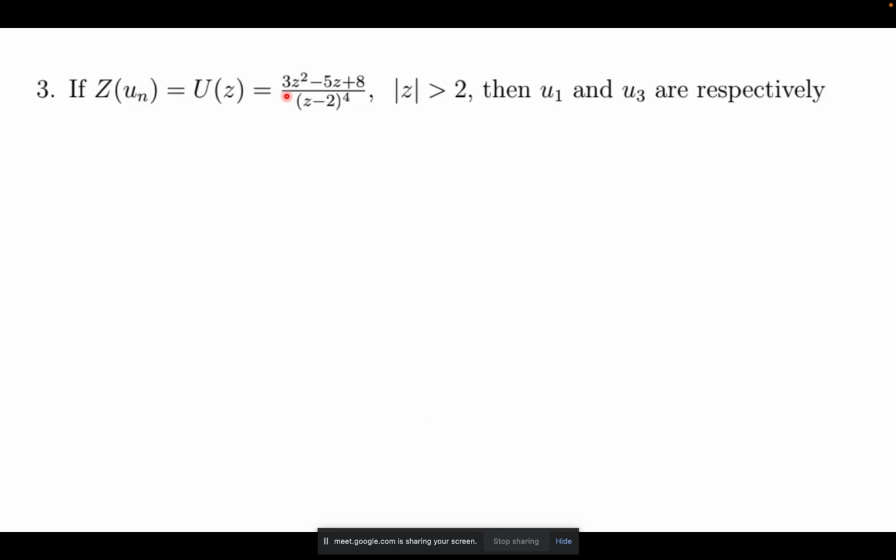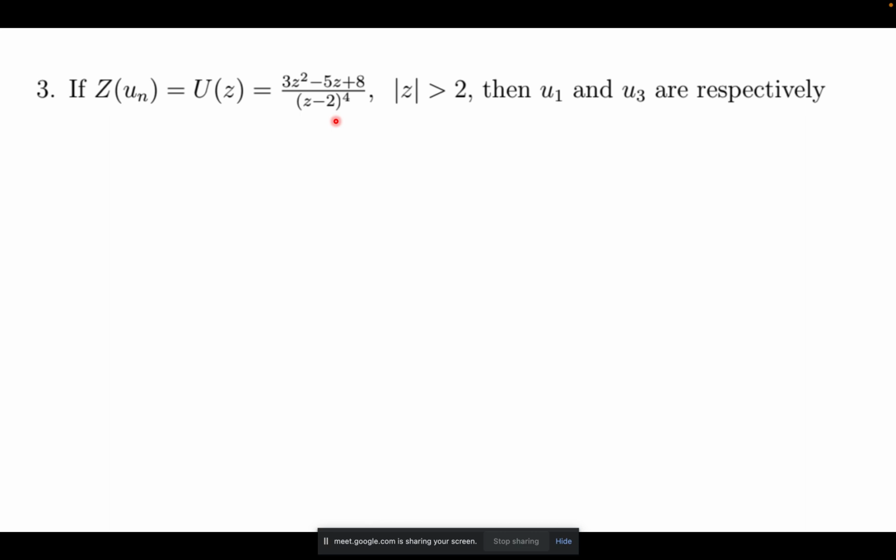So the third question is, if you have a sequence and you are given that Z of u_n is equal to U(z), and you are given the capital U(z) as (3z square minus 5z plus 8) upon (z minus 2) power 4, with mod of z greater than 2, then you need to calculate what are u1 and u3 for this given capital U(z).